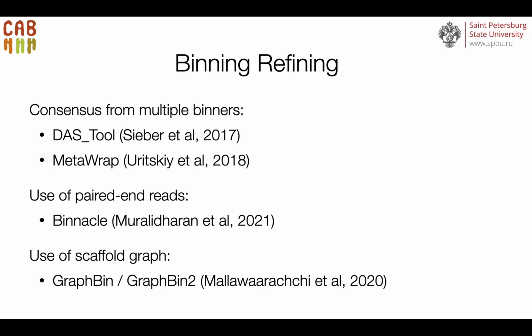There are different tools that might be used to refine the existing binners, and there are different approaches. Some of them are, I would say, even orthogonal to each other. The first couple of tools, called DAS Tool and MetaWRAP, among others, use the consensus from multiple binners in order to increase the purity and possibly even increase the completeness of the resulting bins. The recently developed Pinnacle uses paired-end reads in order to refine the binning, increase the completeness and join several bins together, and the GraphBin and GraphBin2 family of tools use the scaffold graph in order to refine the binning.